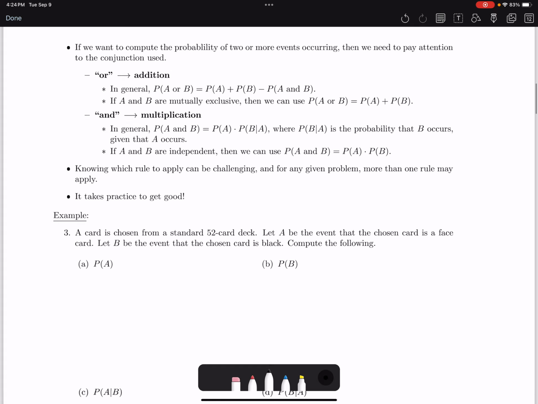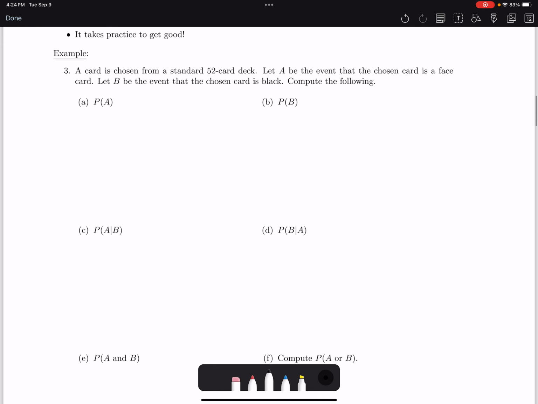Let's practice. So number 3 here says, a card is chosen from a standard 52 card deck. Let A be the event that the chosen card is a face card, and let B be the event that the chosen card is black. And then we're asked to compute a whole bunch of stuff, right? So probability that A occurs. Well, A is the event that we choose a face card. There are 3 face cards in each suit, right? And there are 4 suits. So that means there's going to be 12 face cards in the deck in total.